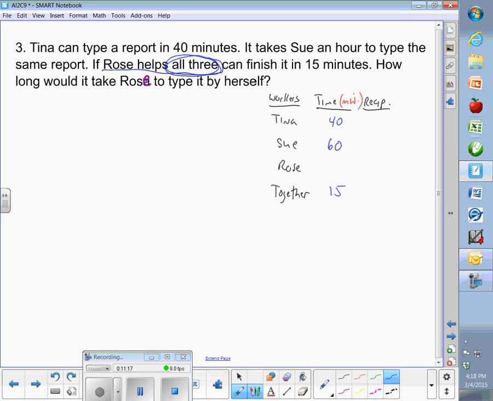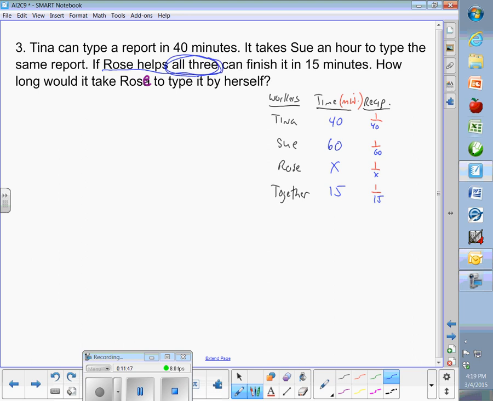Now, again, you can avoid that by using the methodology that I taught you on some of the other problems and answering the question, how long would it take Rose to type it by herself? So the X is Rose. Okay? So we've got 40, 60, X, and 15. So our recips are easy. 1 over 40, 1 over 60, 1 over X, and 1 over 15.